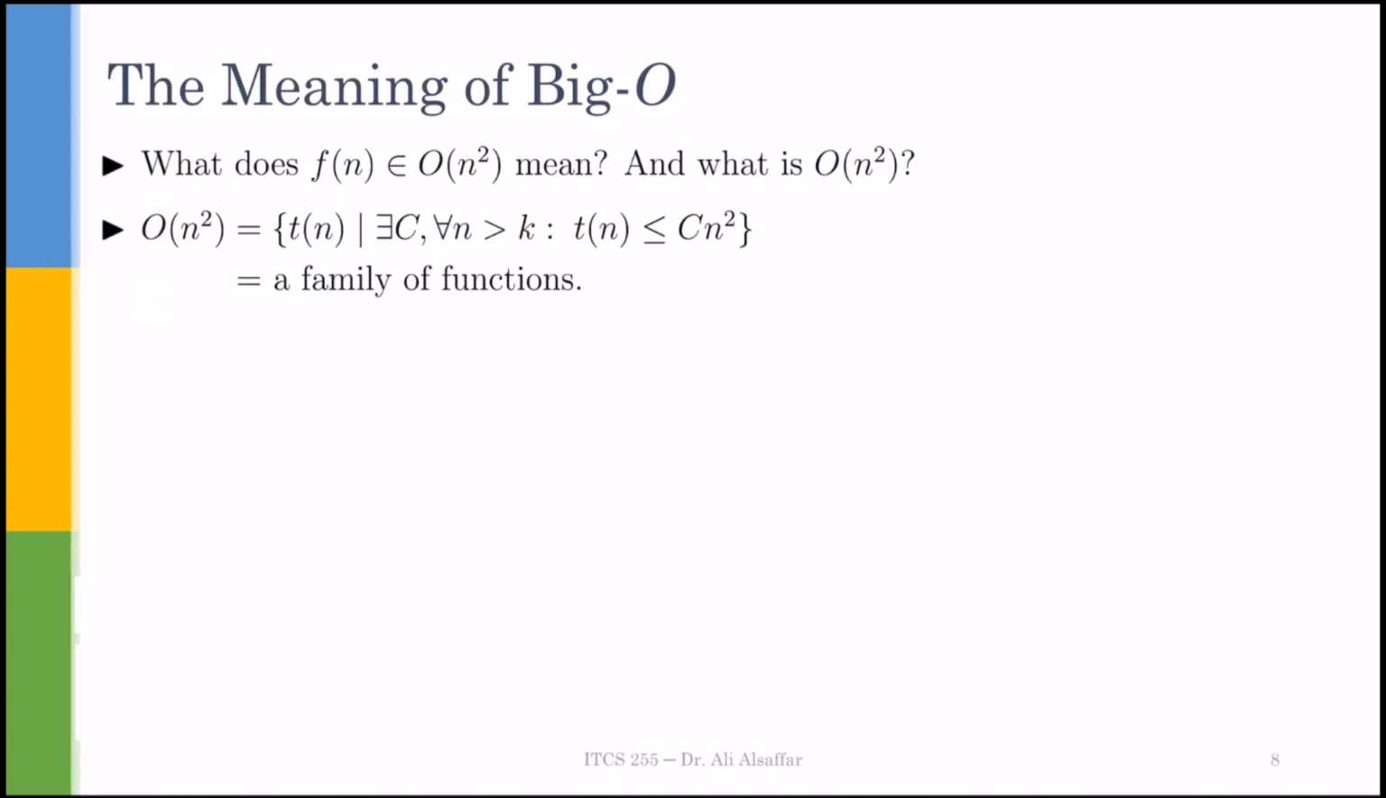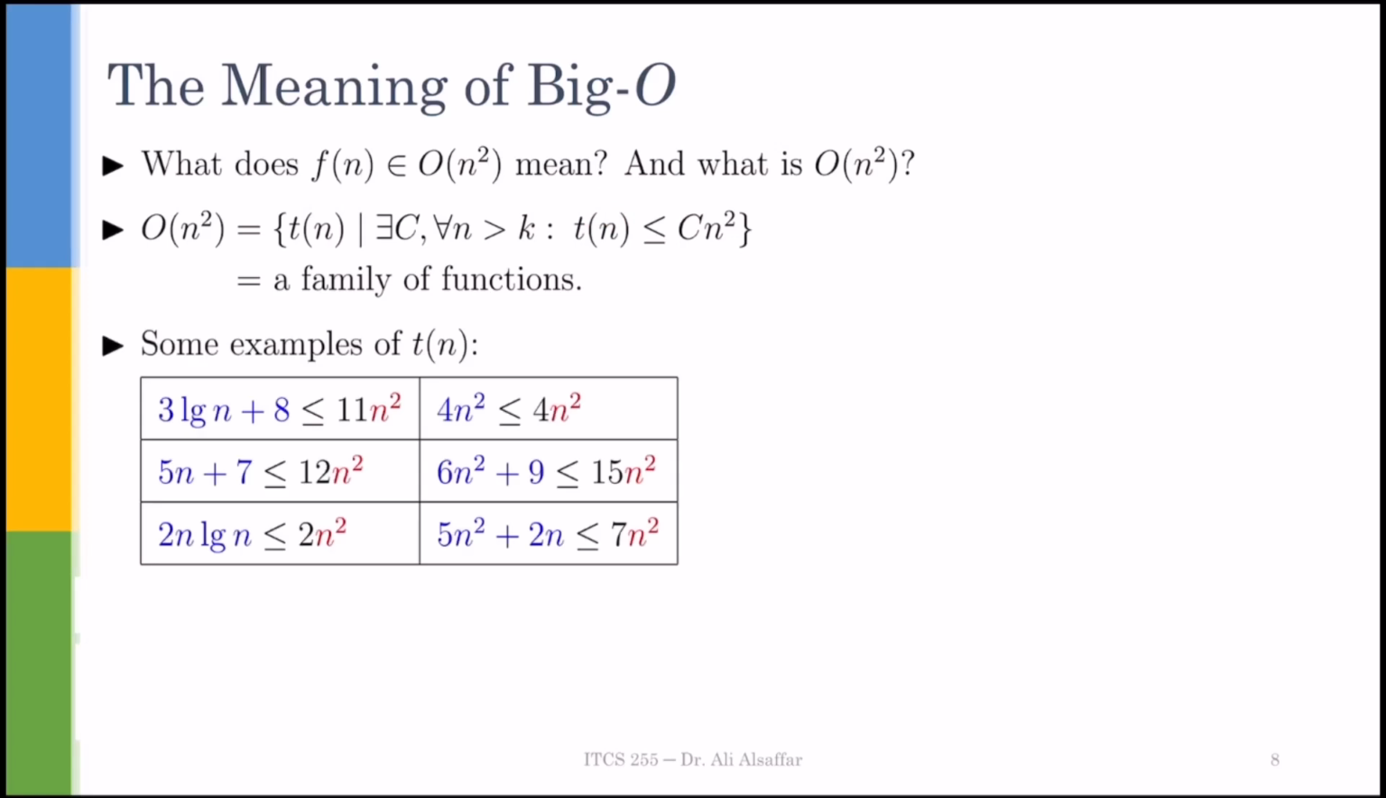Now, how to involve the basic definition in the order of n squared definition? Here it says O of n squared is equal to a set whose members are T of n. And what are these T of n? These T of n satisfy the basic definition, T of n less than or equal to c n squared. So any function that is less than or equal to n squared times a constant will be part of this order or set. Here are some examples of T of n that satisfy this inequality by a constant.